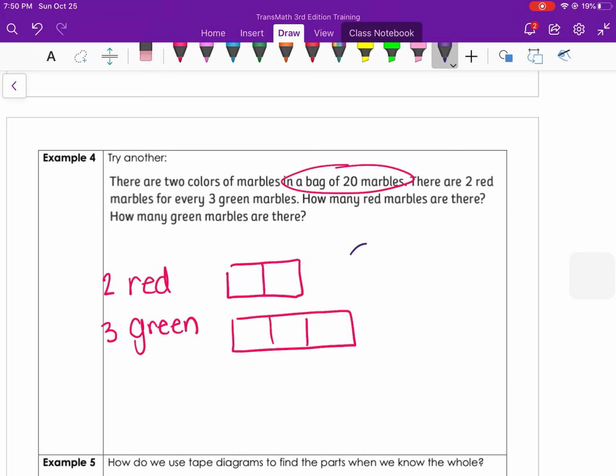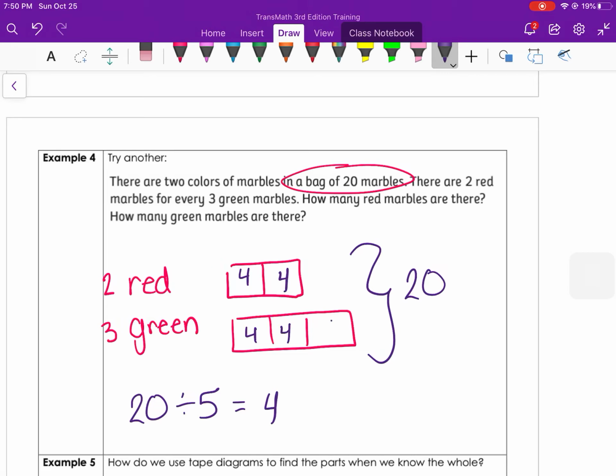There are 20 marbles in the bag. So the whole marbles, there's 20. So including red and green, which means that there's 5 total boxes. So 20 divided by 5 is 4. So each box gets a 4. So how many red marbles are there? Well, 4 plus 4 is 8, or 4 times 2 is 8. So there are 8 red marbles. And then 4, 8, 12, or 4 times 3 is 12. There are 12 green marbles.